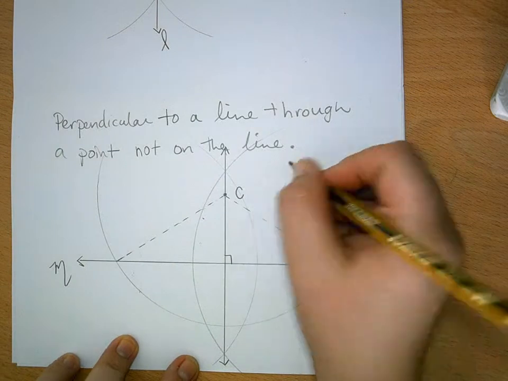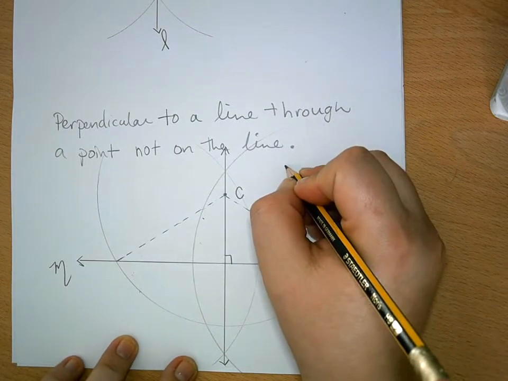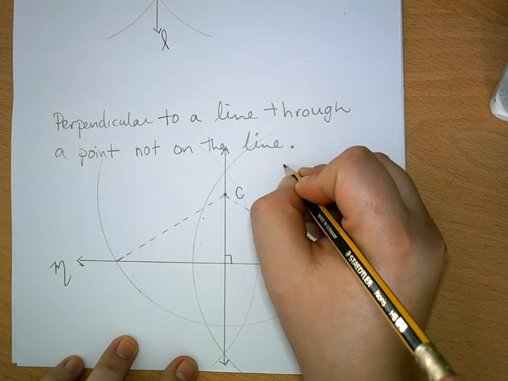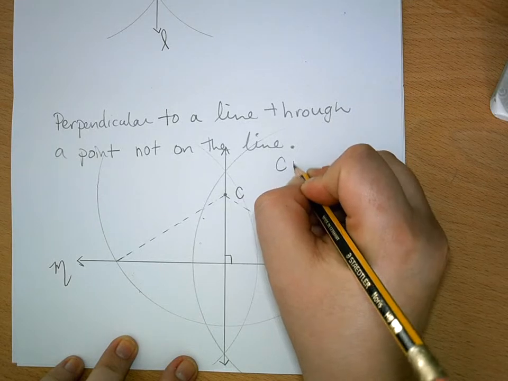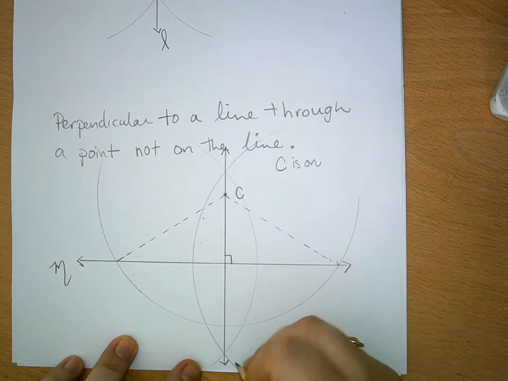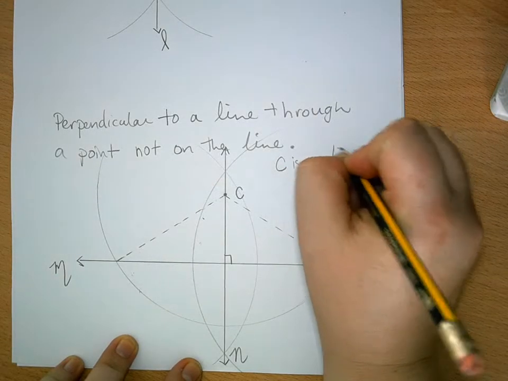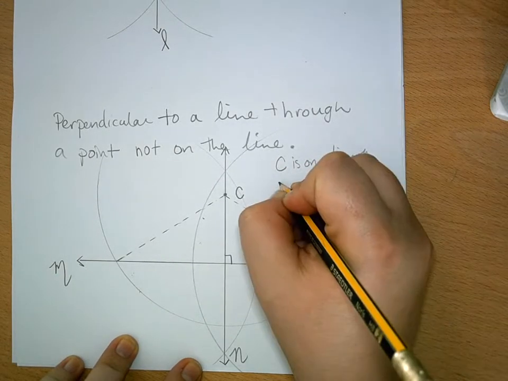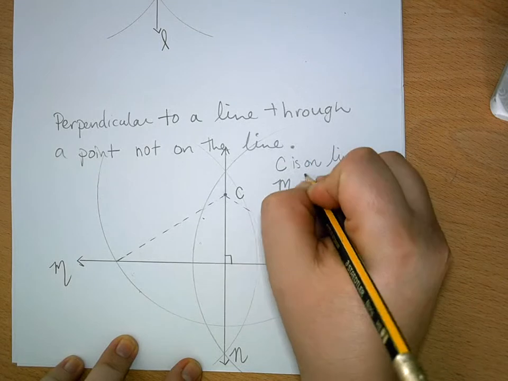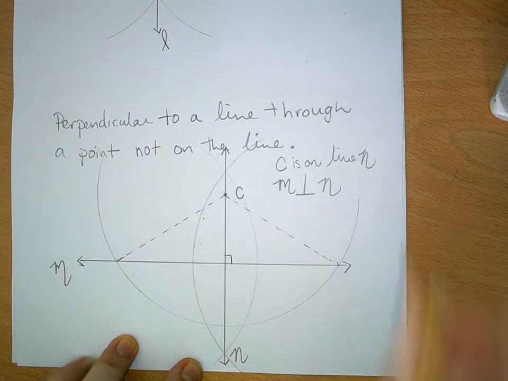But for starters, let's define this. What we know is that C is on, let's call this line N, line N, and M, line M, is perpendicular to line N.